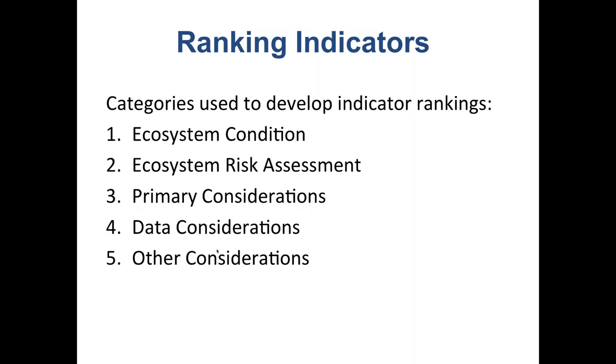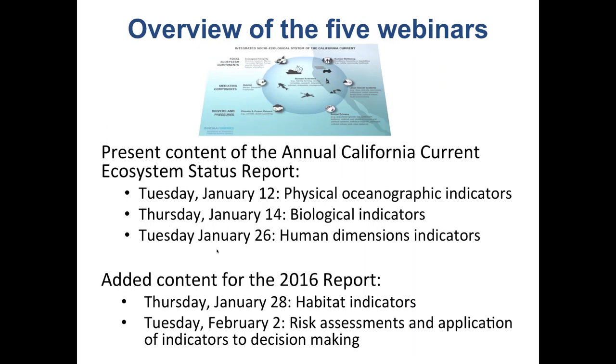So where we are today is this first webinar. There are going to be four more. Thursday will be biological indicators. In 2 weeks, we'll start with human dimensions and habitat indicators and end up with risk assessment and application for decision making. So I think these webinars will be able to carry you through, showing the whole process and where the California Current IEA team is in terms of developing a full ecosystem assessment.